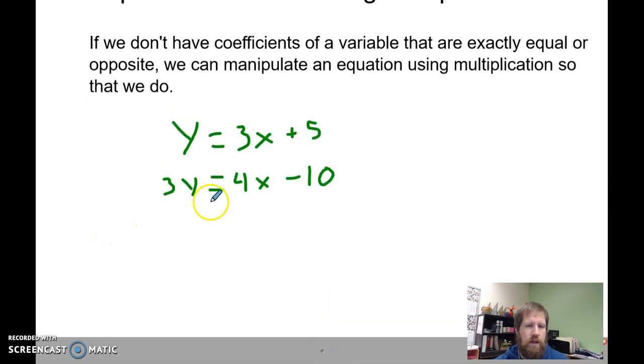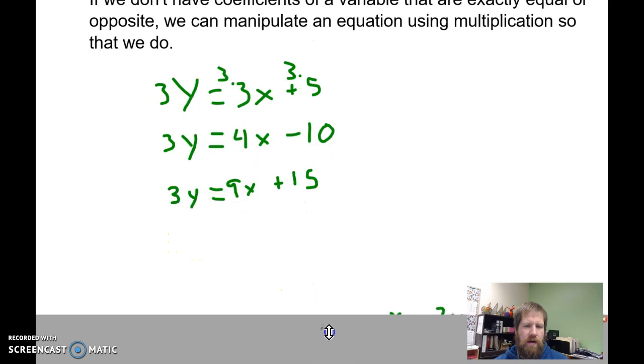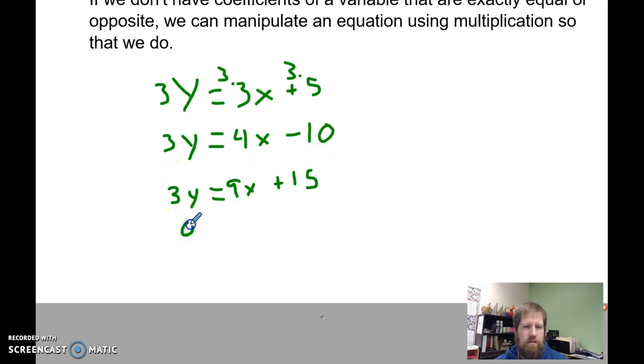I know I want to eliminate my y variable, so I'm going to multiply this by 3, multiply this by 3, multiply this by 3. I'm going to skip down right below. I'm going to have 3y equals 9x plus 15. And then, because my terms are the same, I am going to subtract. I've got my terms all lined up. Now I'm going to subtract. 3y minus 3y is going to be 0.